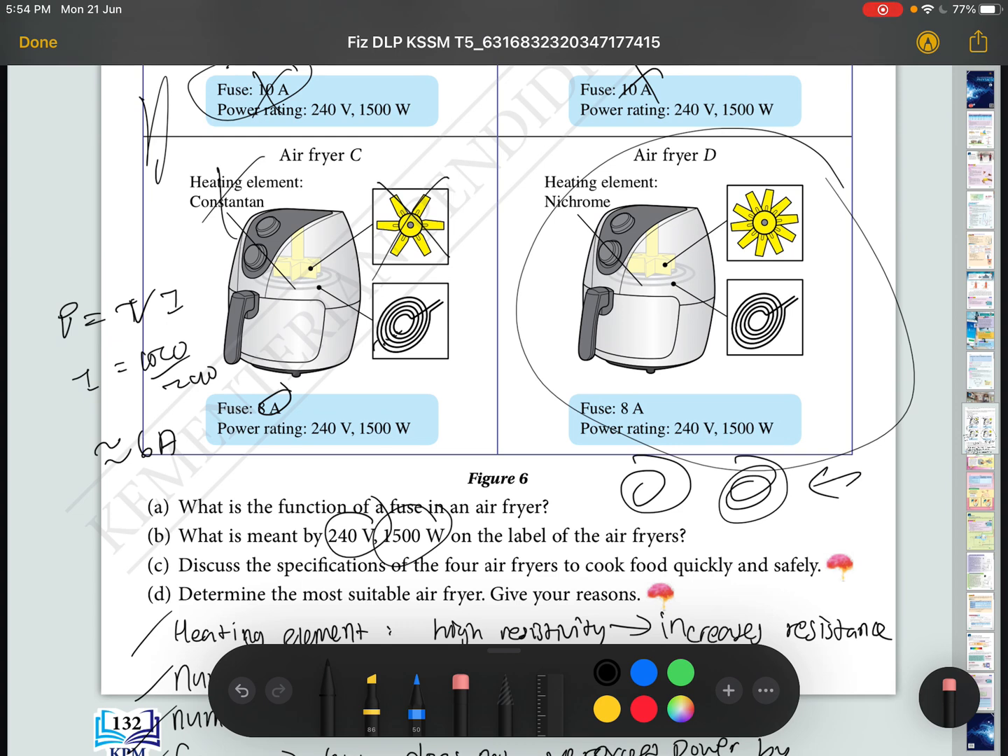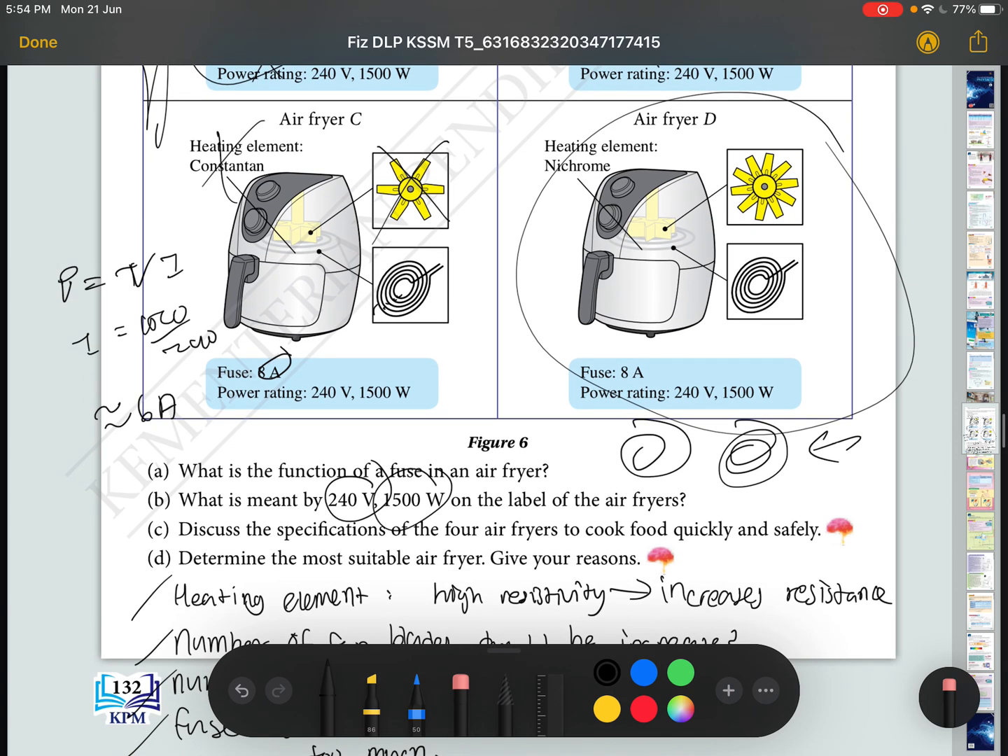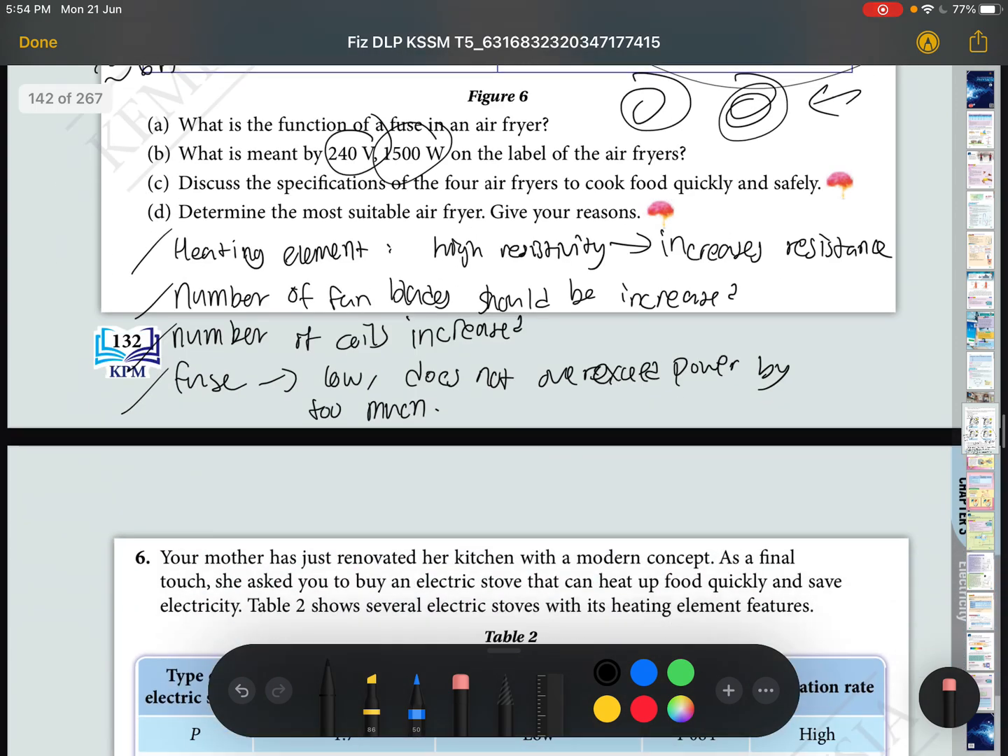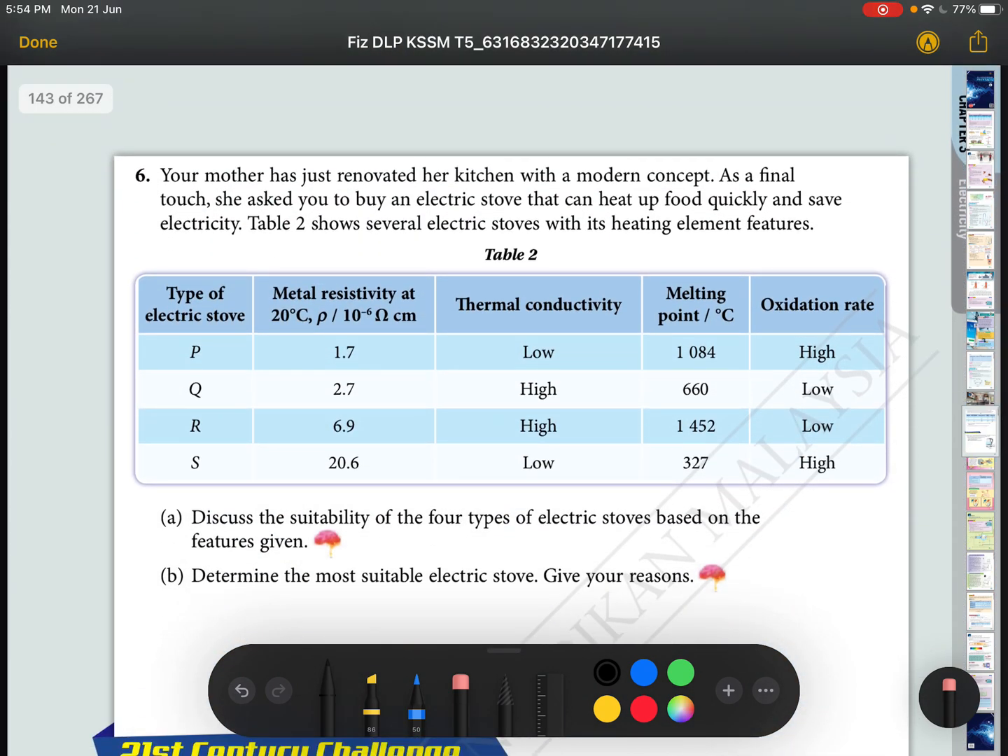You need to give your reasons why. So air fryer D is the most suitable because it has a good heating element. It has a big number of fan blades, a lot of coils, has the most coils, and has a suitable fuse. And then that's the answer.